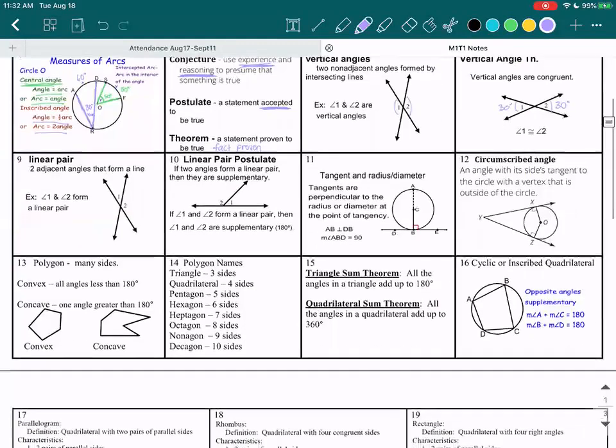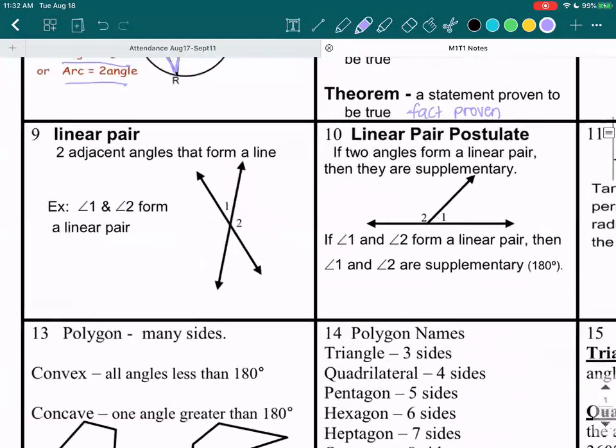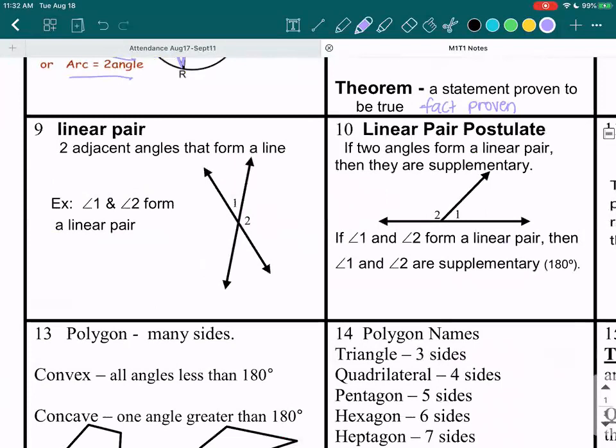Linear pair. Linear pair is two adjacent angles that form a line. So that's this one and this one. They're right next to each other. They're not opposite of each other. They're like shoulder to shoulder. And when you have two angles that are shoulder to shoulder with each other, they're going to be supplementary, which means they add up to 180 degrees.